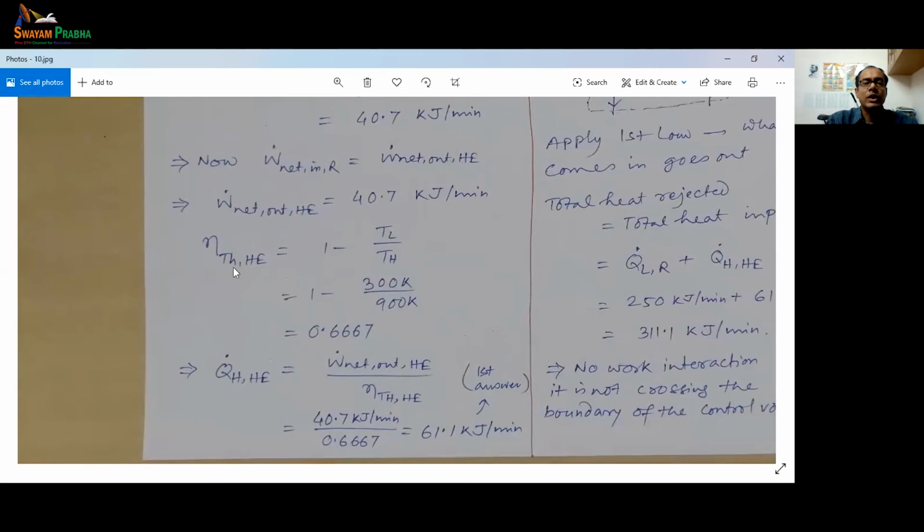Now when we know the thermal efficiency of this heat engine and we also know the work output, what we can find is the heat input rate to the heat engine, which is the work output divided by the thermal efficiency. Both of which we now know, and we find it to be 61.1 kilojoule per minute, and that's the first answer. The first query was what is the heat input to the heat engine, and that is 61.1 kilojoule per minute.